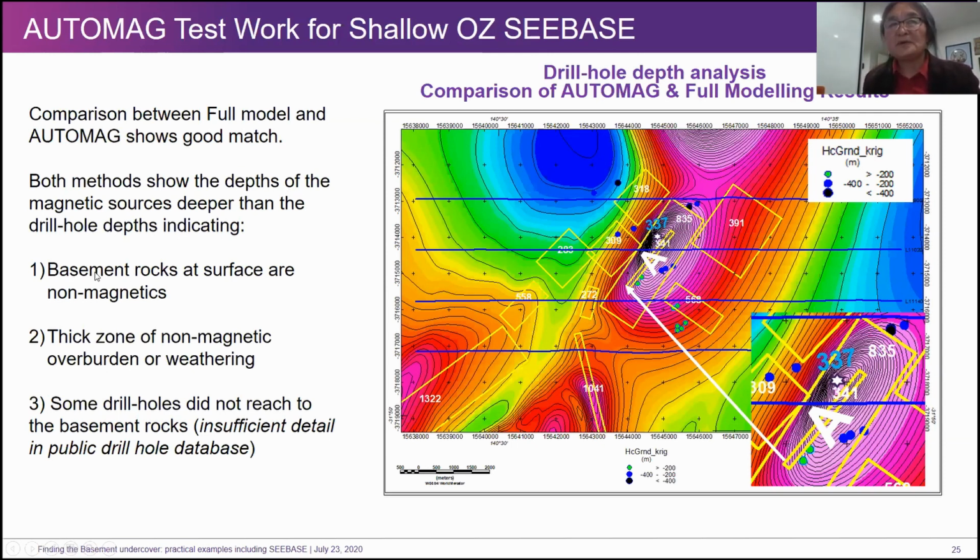One possibility is that the basement rocks at the surface are non-magnetic. Another can be a thick zone of non-magnetic overburden or variant. And the third possibility is that the drill hole did not reach the basement rocks. Also, the drill hole information does not provide detailed information. So that is our question.